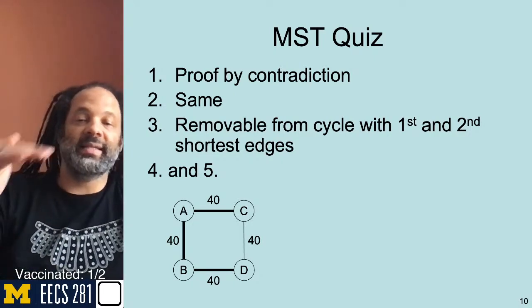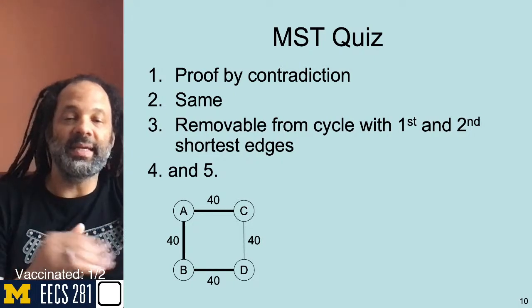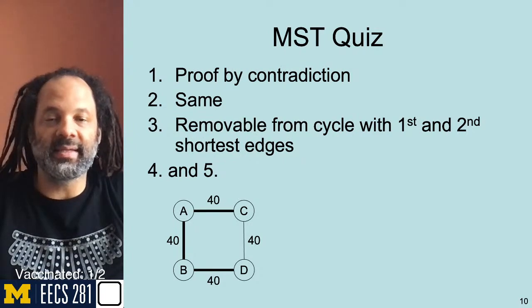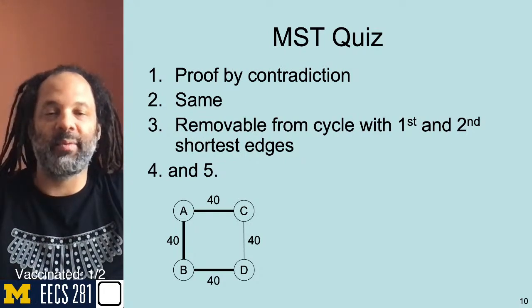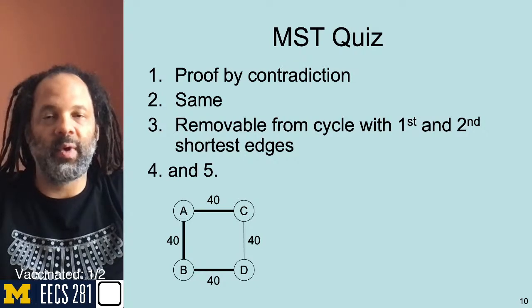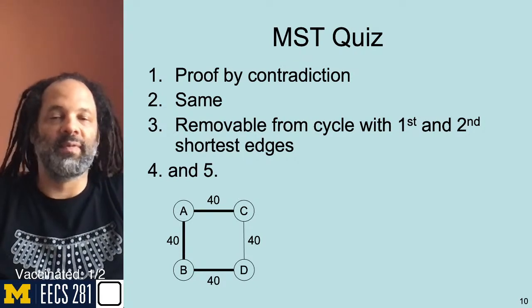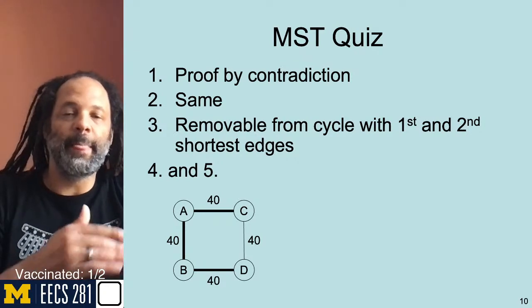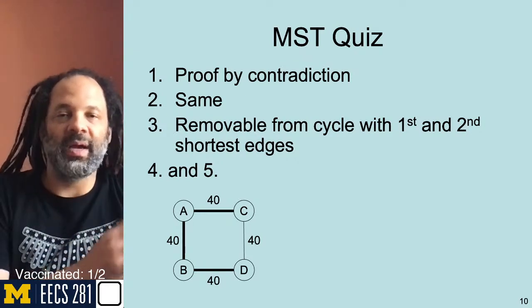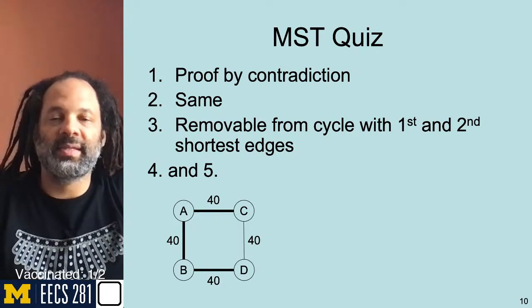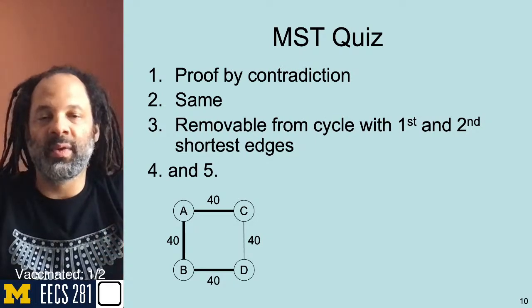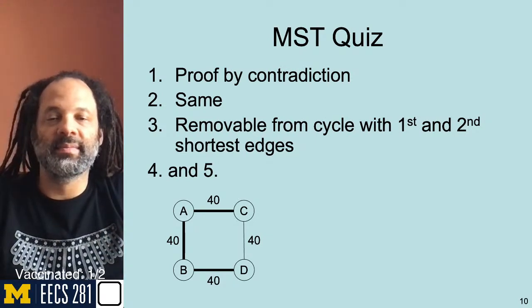I could pick, in this case, AC, AB, and BD, or I could drop out, for instance, BD, and I could choose AB, AC, CD, and that would be an MST. Both of those have weight 120. Or if I wanted to cut out the edge AC, if I want A to B, B to D, and D to C, that would be 120 weight MST. So here is an example of a graph with more than one MST.